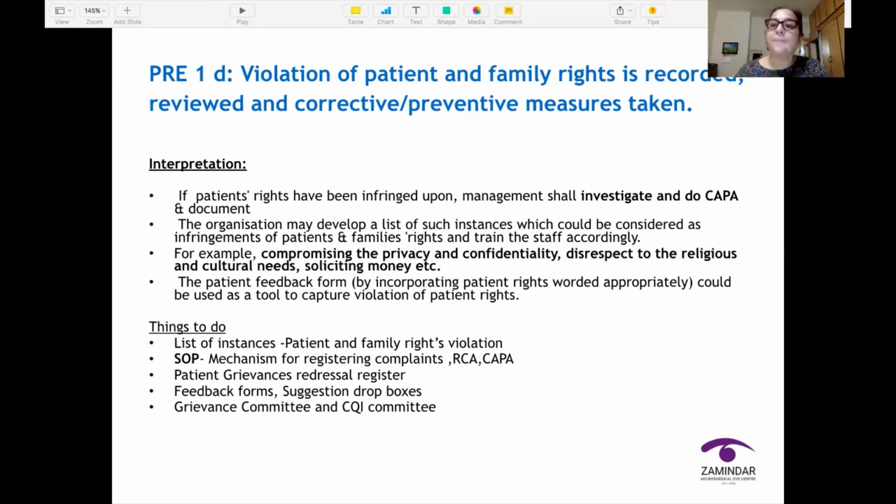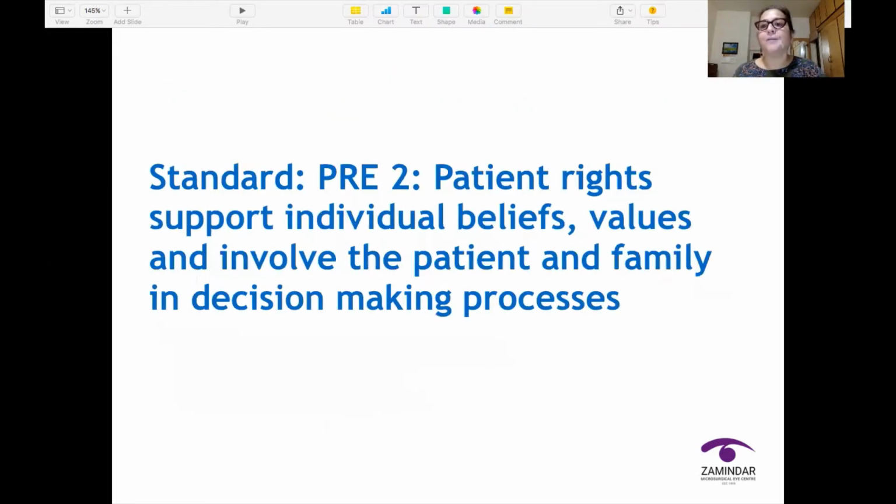Say for example, in our organization we say 72 hours. So within that time frame, there should be a solution given to the patient, and a preventive action can be taken at a later date after the CQI committee has discussed this. PRE 2 says patient rights support individual beliefs and values, and involve the patient and family in decision-making processes.